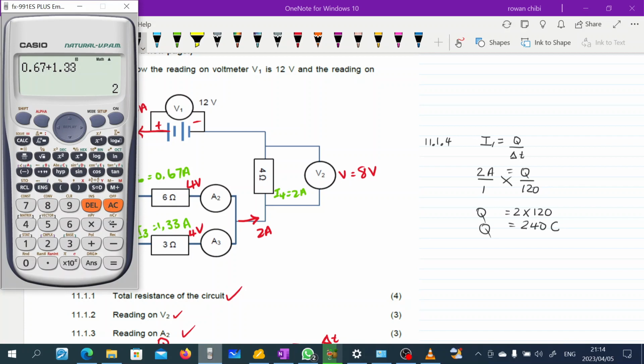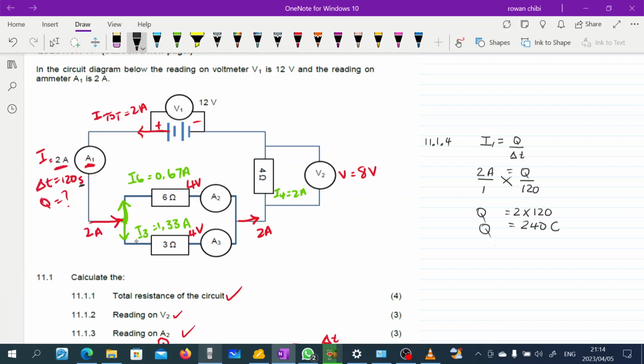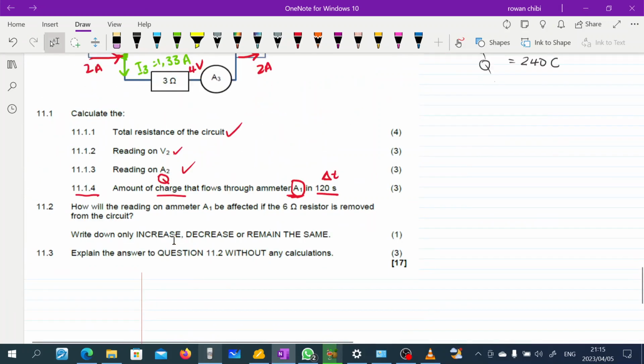Just a quick check. 2 multiplied by 120. Okay, my calculator is frozen here. But yeah, you can verify on your own calculator. 2 times 120 is 240. So that means the charge passing through this ammeter is 240 coulombs. So we're done with 11.1.4. Now we go now to 11.2.